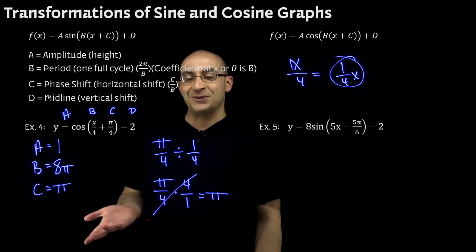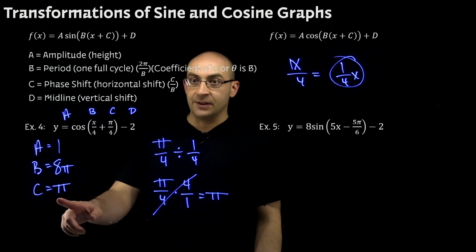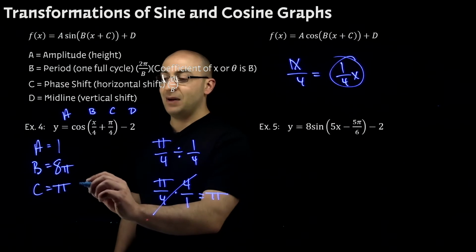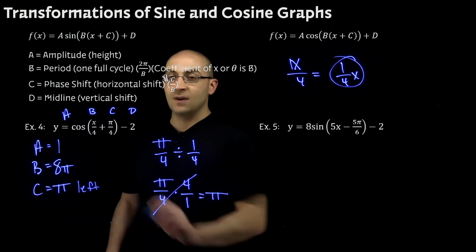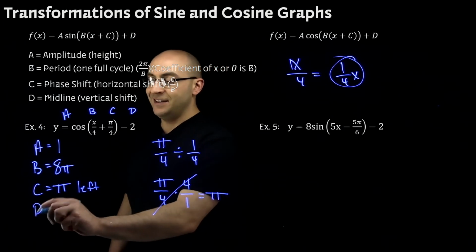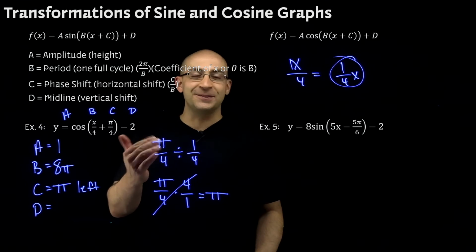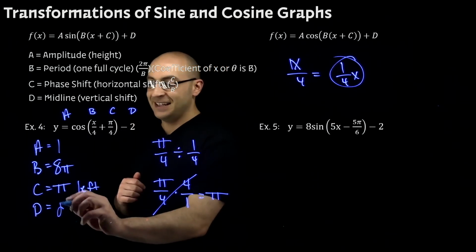Now, what direction? Because phase shift is left or right. Well, that's a positive value, so that means that this went pi units to the left. So our phase shift was left pi units. And then D, after we get all through that craziness, we just have a good old -2, meaning down 2.